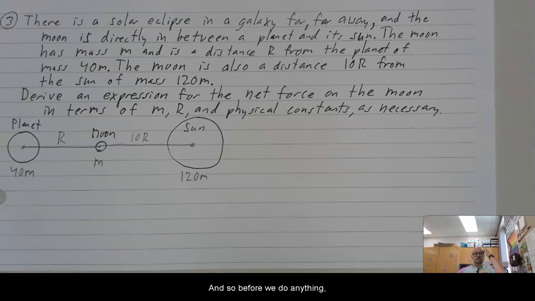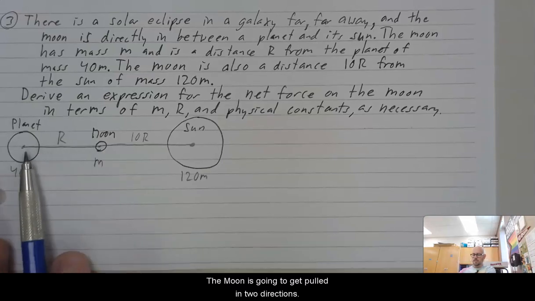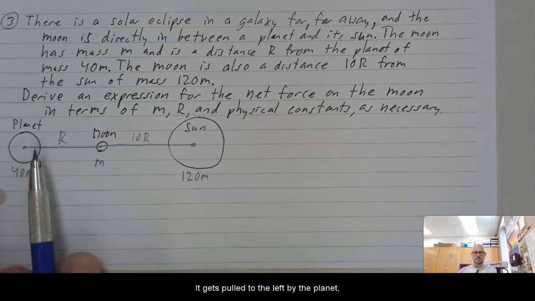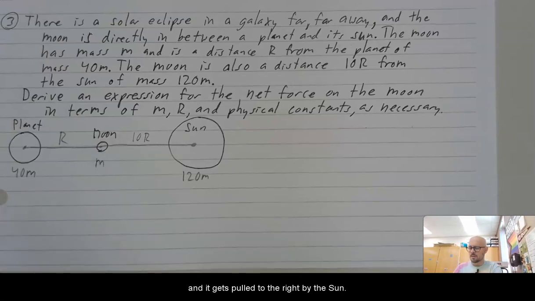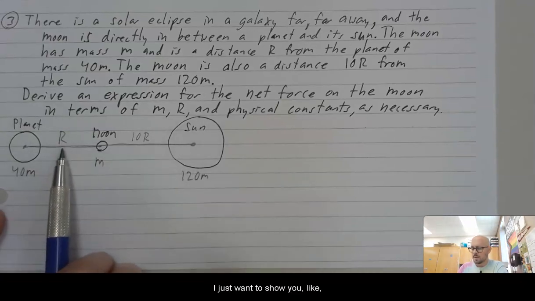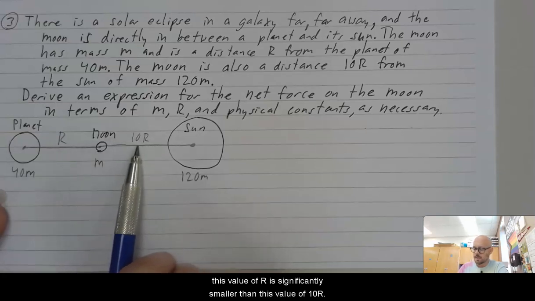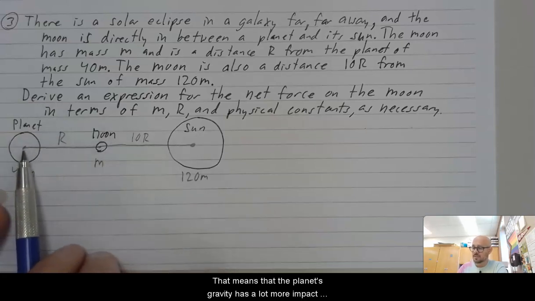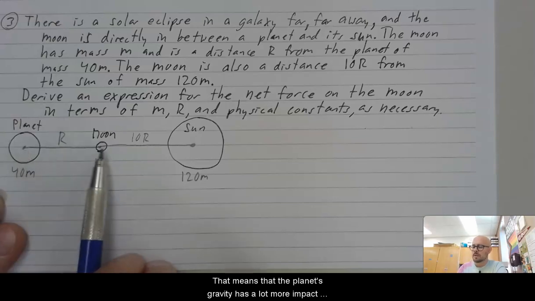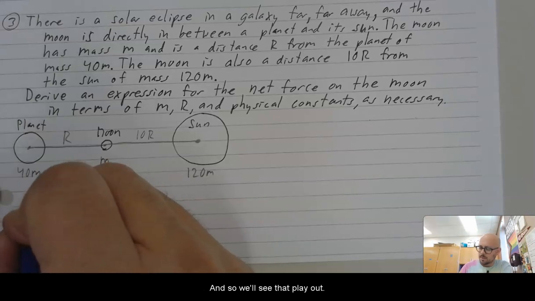And so before we do anything, we're looking for the net force on the moon in terms of these variables. The moon is going to get pulled in two directions. It gets pulled to the left by the planet, and it gets pulled to the right by the sun. So I'm going to have to find the net force on this. Before we get our answer, I just want to show you, this value of r is significantly smaller than this value of 10r. That means that the planet's gravity has a lot more impact on the moon than the sun does. And so we'll see that play out.